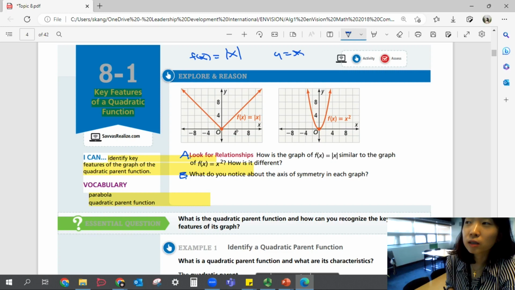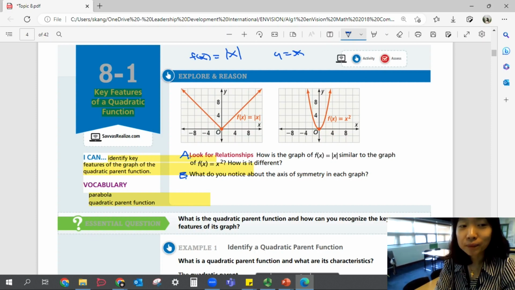Right? Those may be something that's similar, but obviously you have straight lines for the absolute value function. You have some curves. It's not exactly straight for the quadratic function, right? For the x squared function. So you can already visually see the differences and similarities.